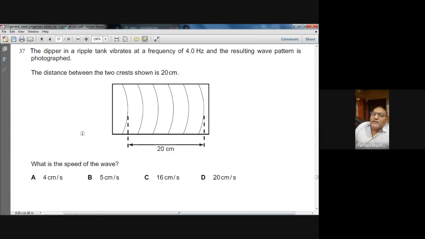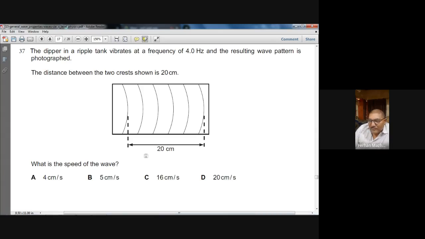The dipper in a ripple tank vibrates at a frequency of 4 Hertz, and the resulting wave pattern is photographed. The distance between the two crests shown is 20 centimeters. So how many wavelengths are there? 1, 2, 3, 4, 5. There are 5 wavelengths, and that's 20 centimeters. So one wavelength will be 20 divided by 5, which is 4 centimeters.